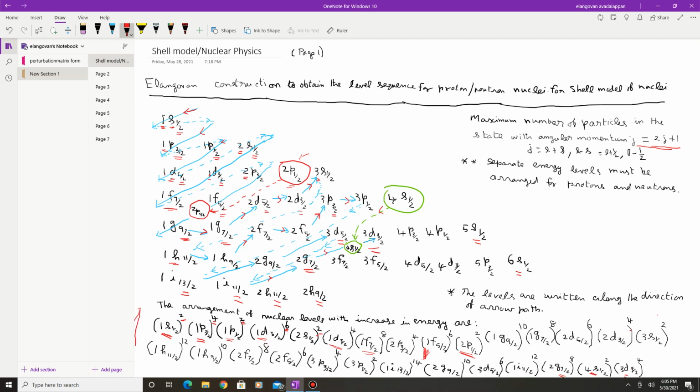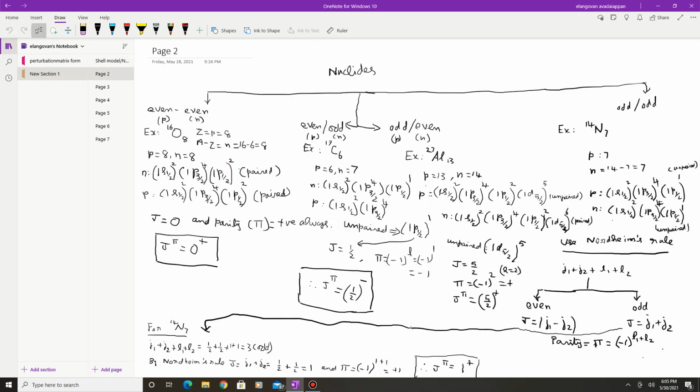So this is the energy level sequence corresponding to the nucleons, whether it is a proton or a neutron. You have to write down the nuclear levels. So this is the first step. This is important. Once you write this down, now let us discuss the problem, because mostly the nucleus is given, and you are asked to find the angular momentum and the parity for any particular nucleus.